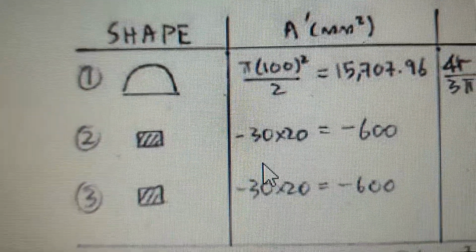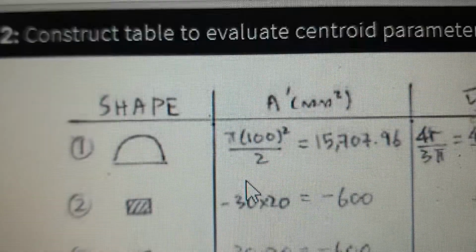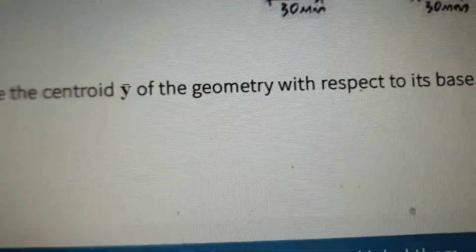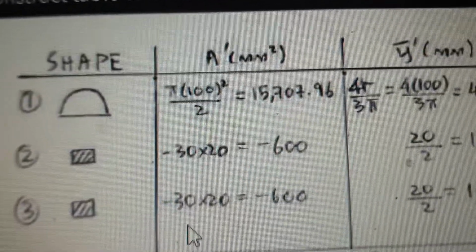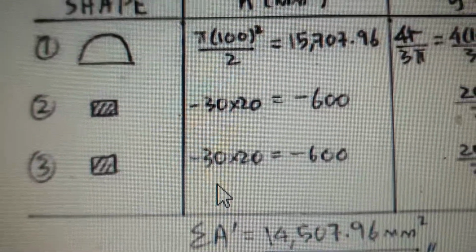Now the other one, it's negative because it's an opening. It's not solid. So as we said, it's 30 times 20. 30 times 20 is 600. And it is a minus since it's an opening. Same thing for the other one, 3 is minus 600.